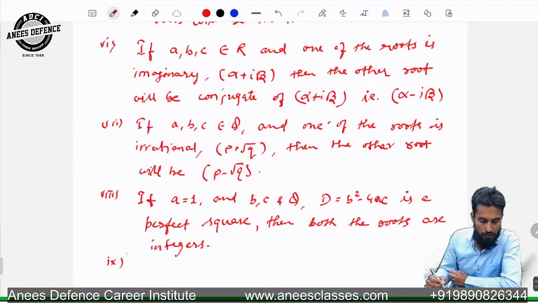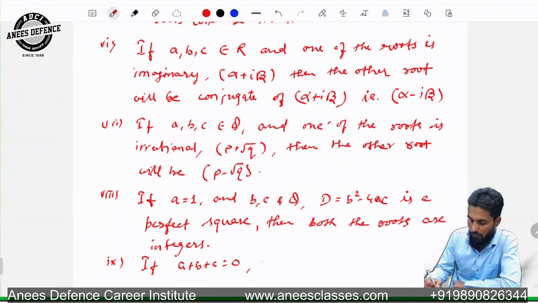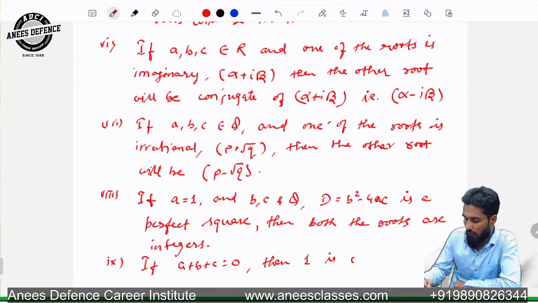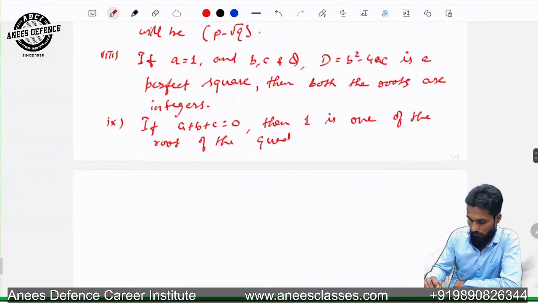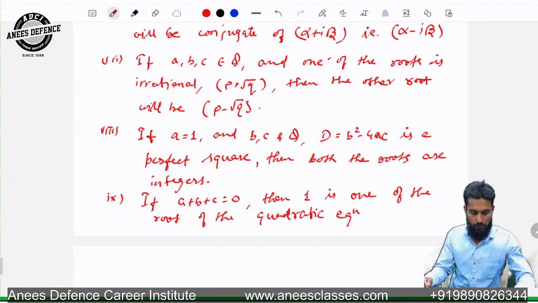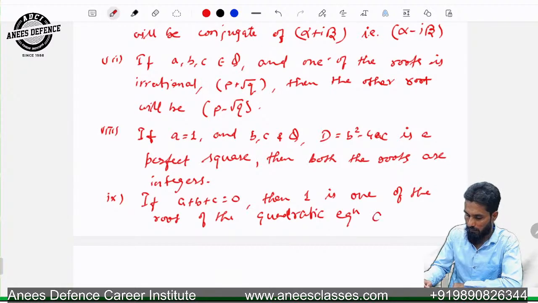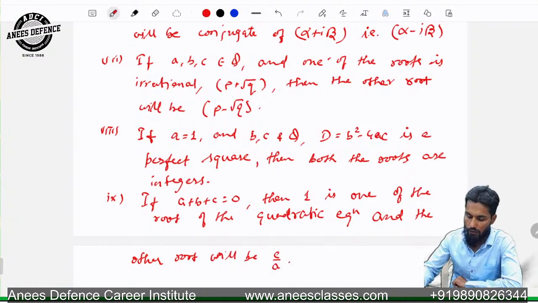After number 8 point, we can also discuss the next point. If a plus b plus c equal to 0, that is the coefficient of x square, x and the constant c value for any quadratic equation is equal to 0, then 1 is one of the roots of the quadratic equation, and the other root will be c by a. Okay, these are the 9 points under the heading nature of roots.